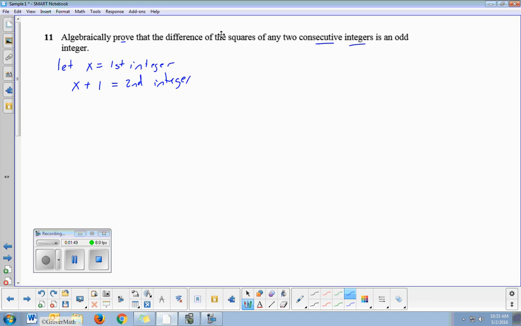All right, so prove that the difference of the squares. Difference we know means subtraction, and squares means squared. So the difference of the squares of any two consecutive integers is an odd integer. The way you do the difference between two numbers is second minus first, larger minus smaller. The second integer here is x plus 1, and the first integer is x. So it's going to be x plus 1 minus x, but it's not just the difference of any two consecutive integers. It's the difference of the squares of any two consecutive integers. So we need to square these.